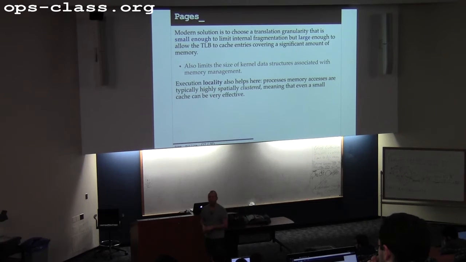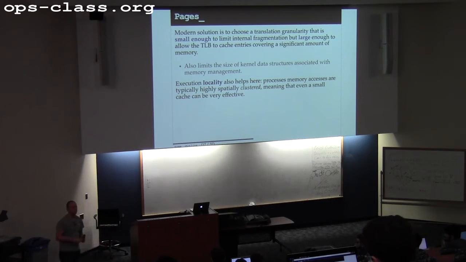What might the other part be? In general, I might have three regions that could be hot, three regions where I would see a lot of different accesses. I gave you two of them. What would be the third one?